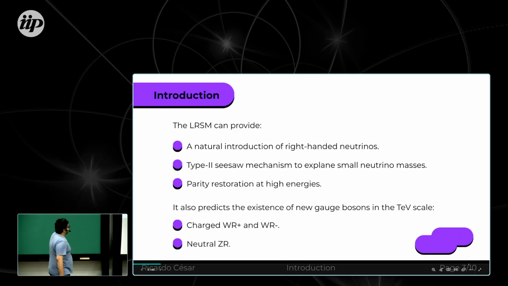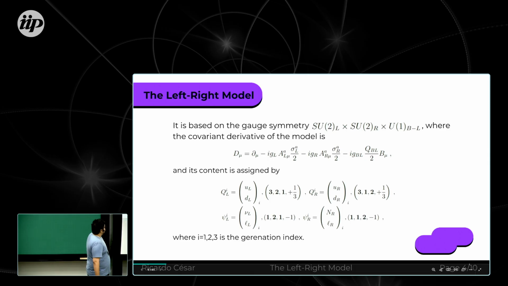Okay, so this model also predicts the existence of new gauge bosons at the TeV scale. We have charged WR plus and WR minus gauge bosons, and a neutral ZR, okay? And in this work, we impose limits on those gauge bosons. So I'm gonna talk a little bit about the model. It is based on this gauge symmetry SU(2)L × SU(2)R × U(1)B−L. This B is the baryonic number, and L is the leptonic number.